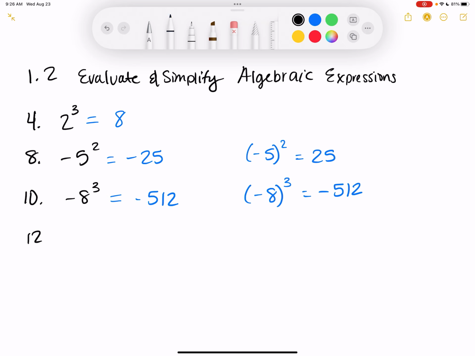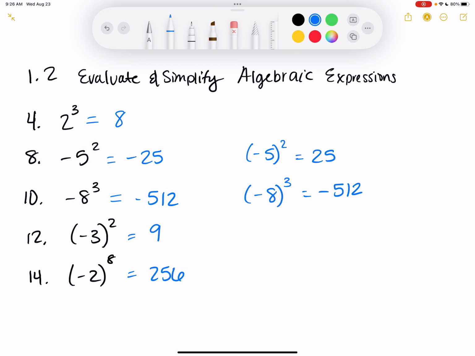So then if I had negative 3 in parentheses squared, what is that? 9. Positive 9. How about negative 2 in parentheses raised to the 8th? Cheater. 256. Cheater.